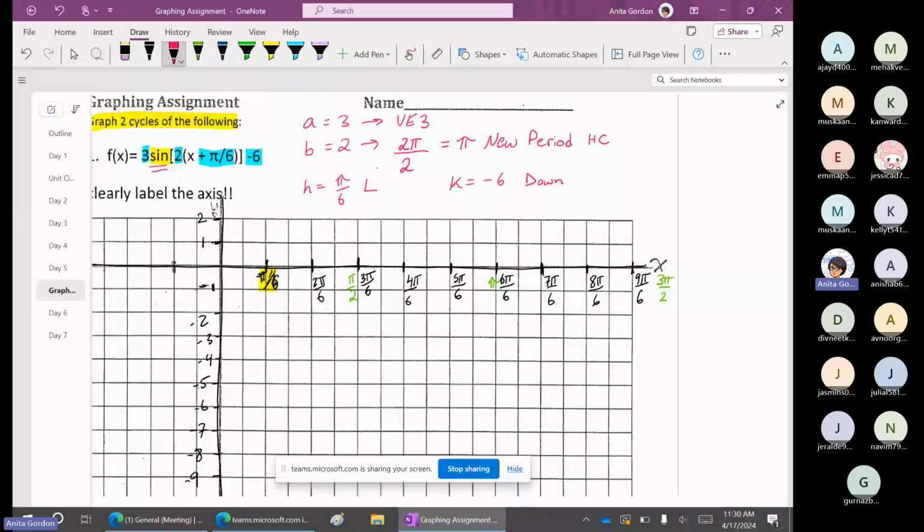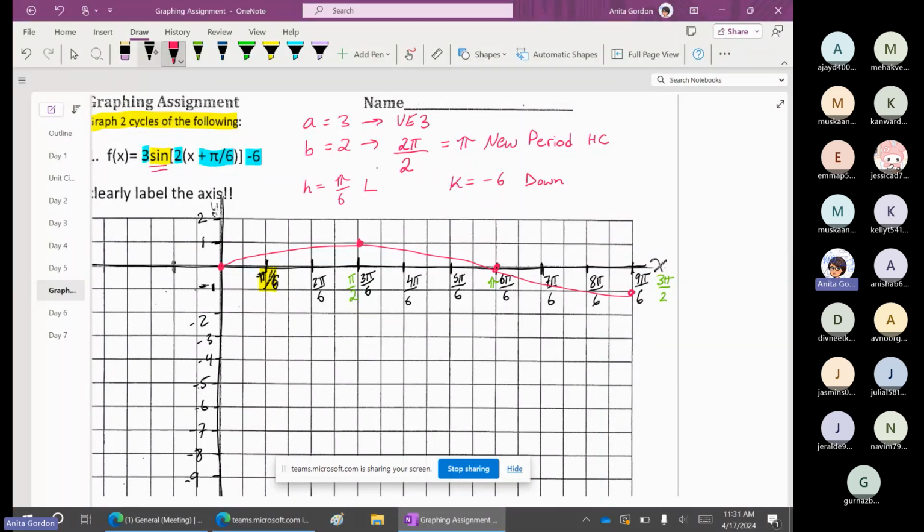It starts at 0, 0. At pi by 2, it's 1. At pi, it's 0. At 3 pi by 2, it's -1. So I don't have enough room for the whole thing, but that's okay. I just need to know where my base of the sketch is.